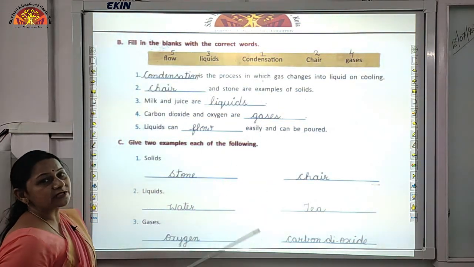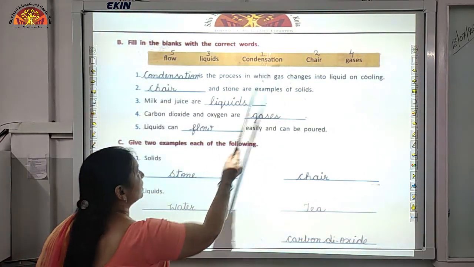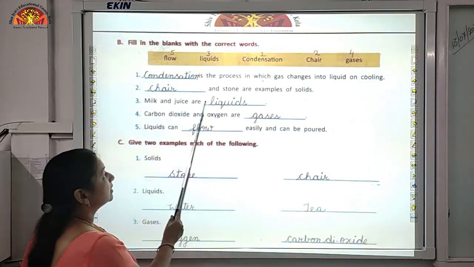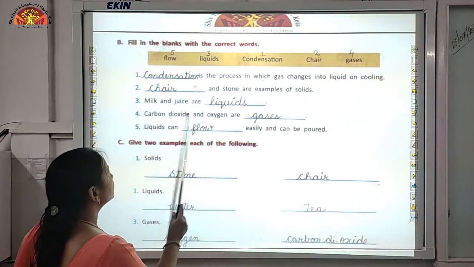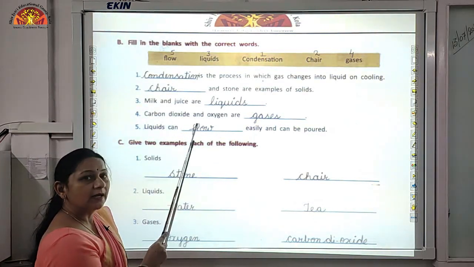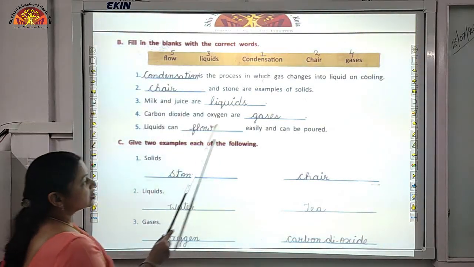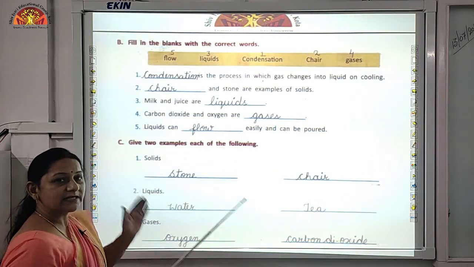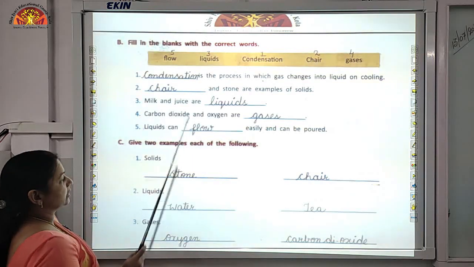Second one, dash and stone are examples of solids. There are many examples of solids like a book, eraser, chair, but here we are given chair, so we will write chair. Third one, milk and juice are dash. Milk and juice come under liquids, so we will write liquids over here. Fourth one, carbon dioxide and oxygen, both are gases, so we will write gases over here. Liquids can dash easily and can be poured. Yes, liquids as well as gases flow easily, so we are going to write flow over here.